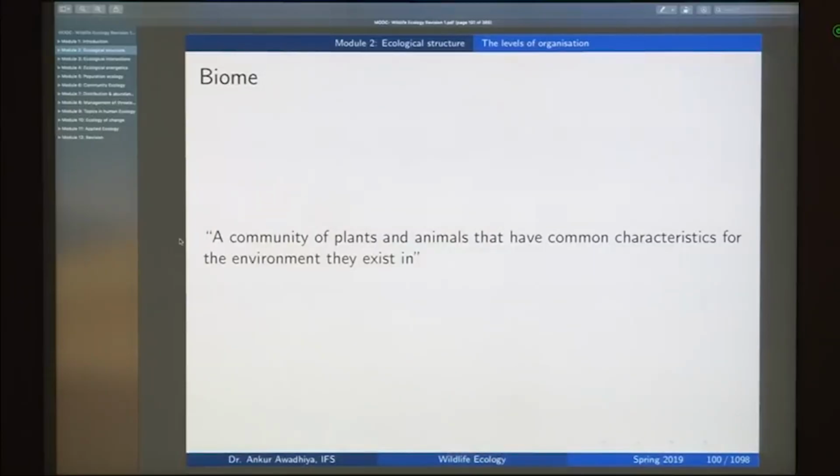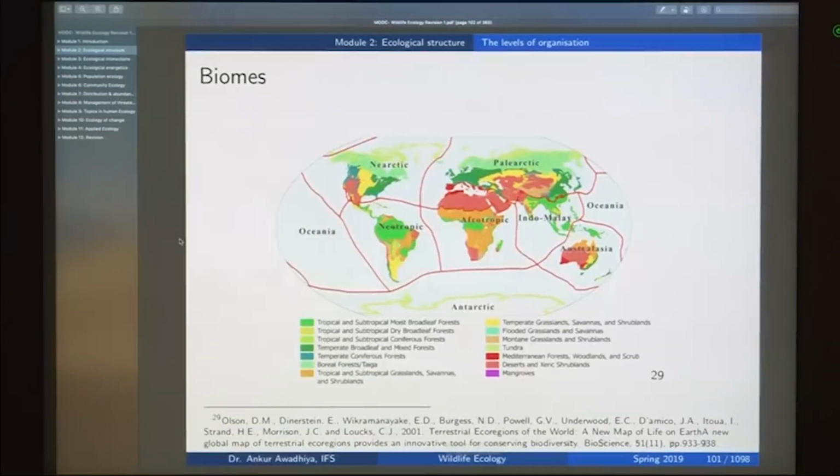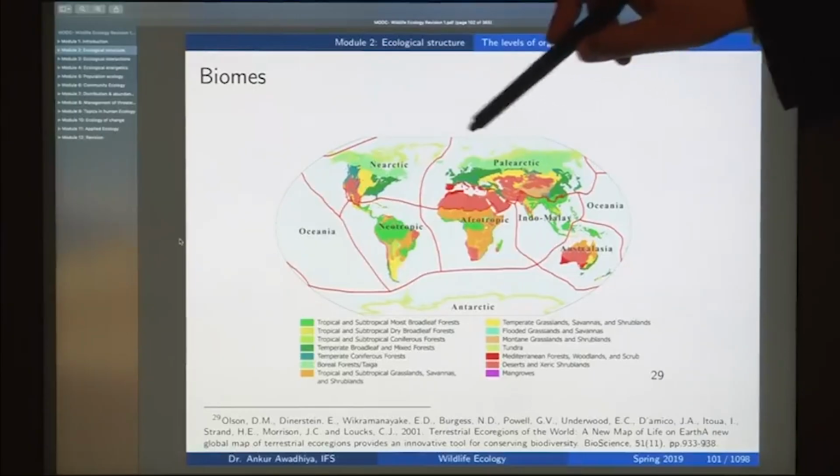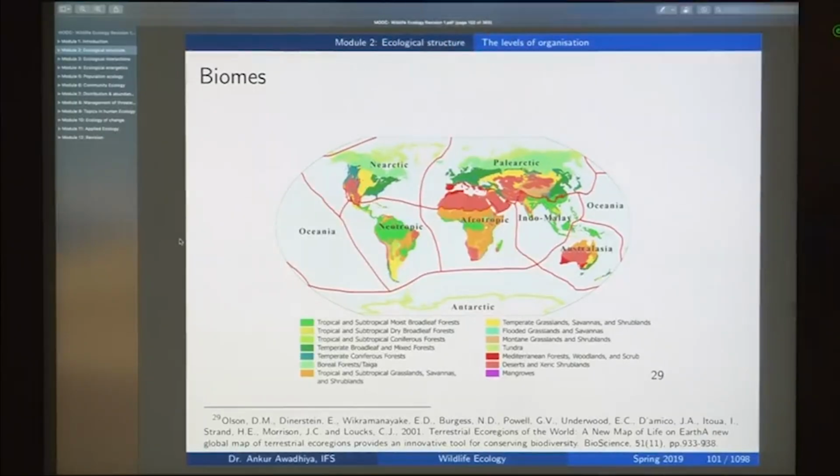Then biome is a community of plants and animals that have common characteristics for the environment they exist in. So, an example is the tundra biome. In the case of a tundra biome, you will have lots of ice and the vegetation will be very similar, whether we talk about a tundra in Asia, a tundra in Europe or a tundra in North America. All of them will have vegetation that has very similar characteristics.